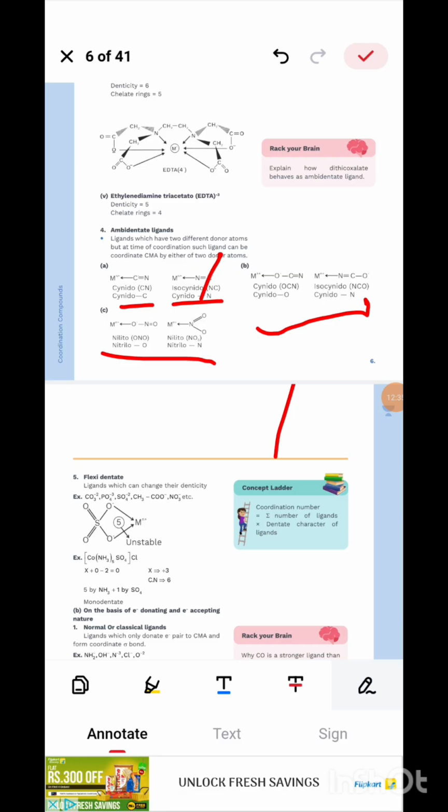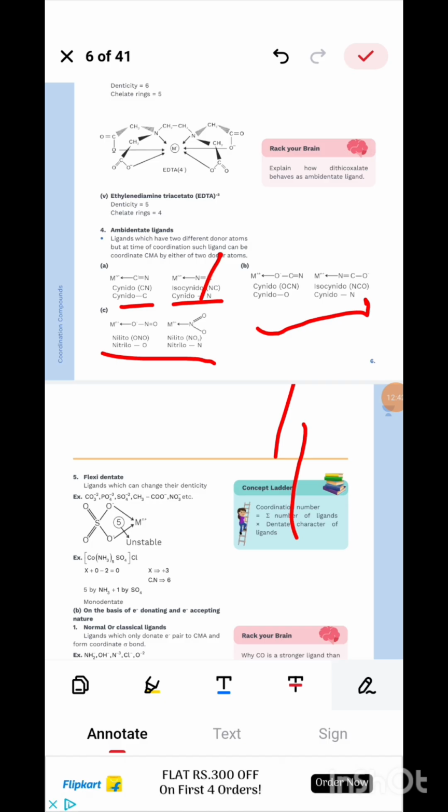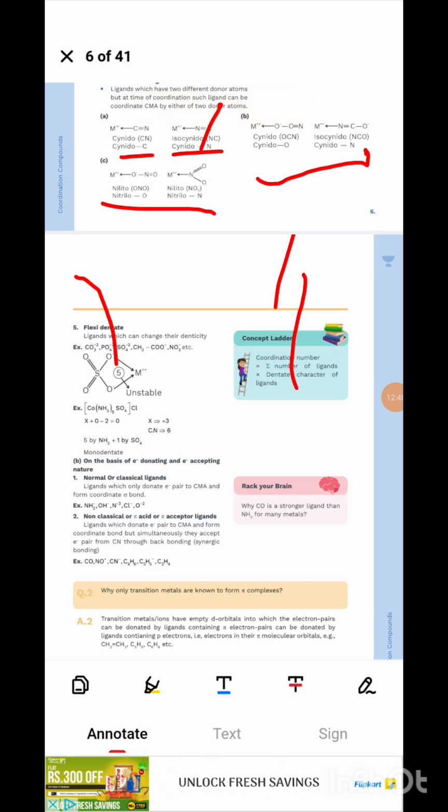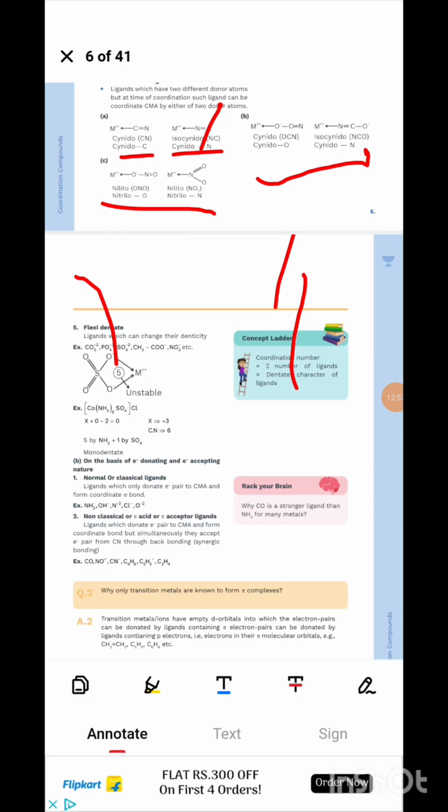Okay. So flexidentate: what is the meaning of flexidentate? Ligands which can change their denticity are known as flexidentate. Flexidentate ligands which can change their denticity include CO3 2-, PO4 3-, SO4 2- sulfate, CH3COO- acetate, and nitrate.